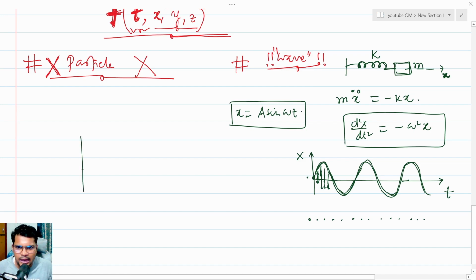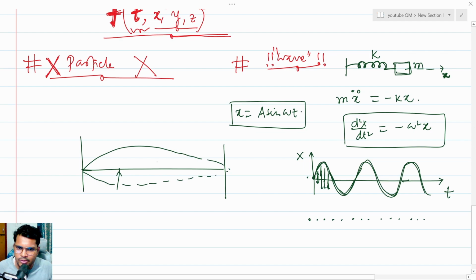Because that is what happens with a string. Let us say you take a guitar and you pluck the string, then what you will see is that the string will generate some kind of wave, or maybe this kind of wave, or maybe this wave, right? So how is this wave generated? Because every particle on this string is going to vibrate, and this vibrating creates a wave.